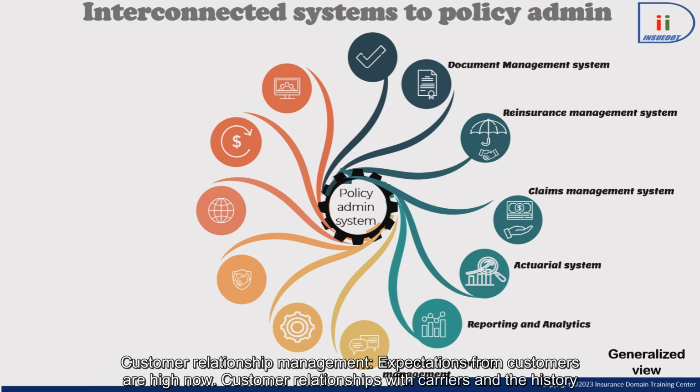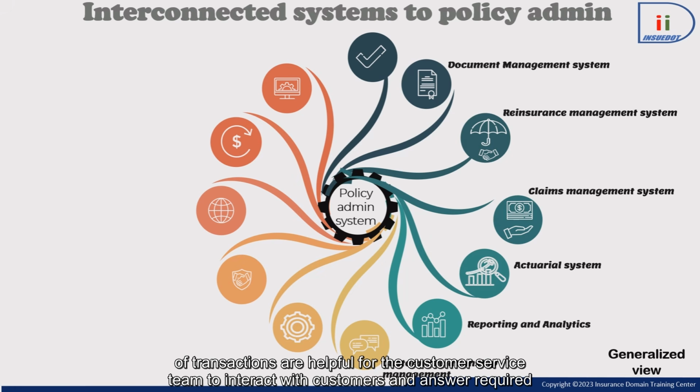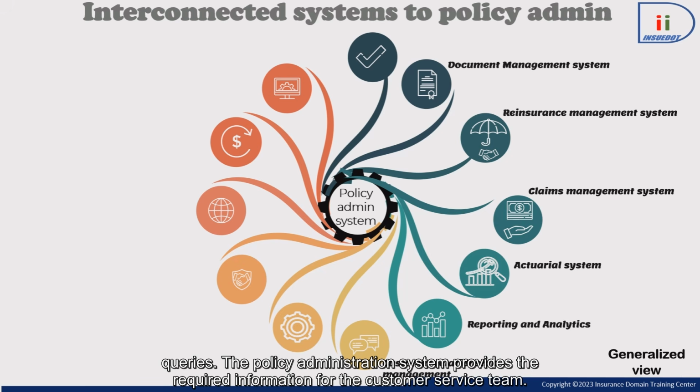Customer relationship management. Expectations from customers are high now. Customer relationships with carriers and the history of transactions are helpful for the customer service team to interact with customers and answer required queries. The policy administration system provides the required information for the customer service team.